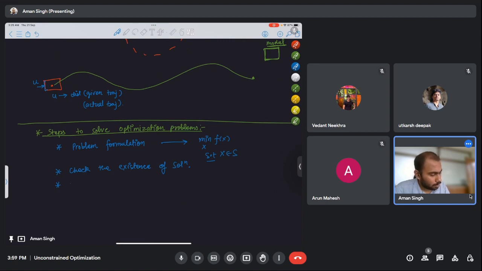Now, solving the optimization problem. We'll discuss three broad methods. One is the graphical method, the other is the analytical method, and the third is the iterative method.